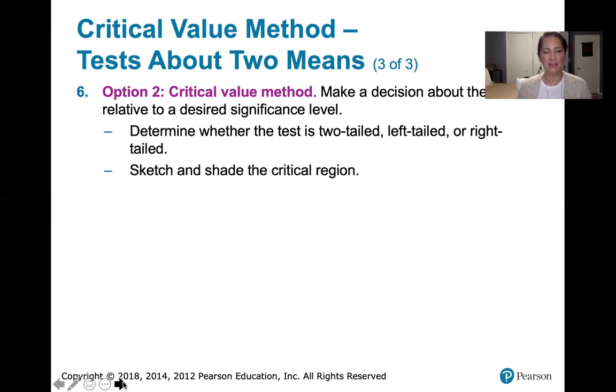And then there's going to be a cutoff value associated with that. Those cutoff values are values of the test statistic that separate values of the test statistic that are significantly high or significantly low from those that aren't considered significant in this context. Those are called the critical values of T.